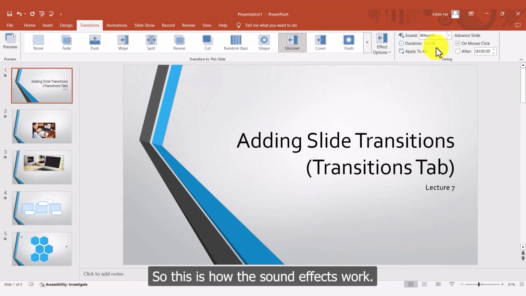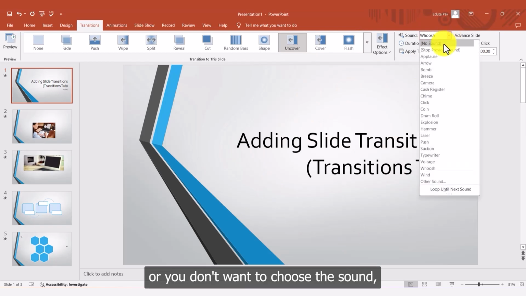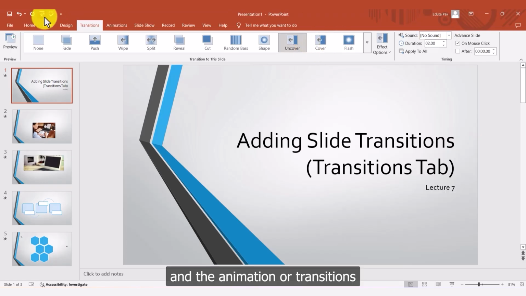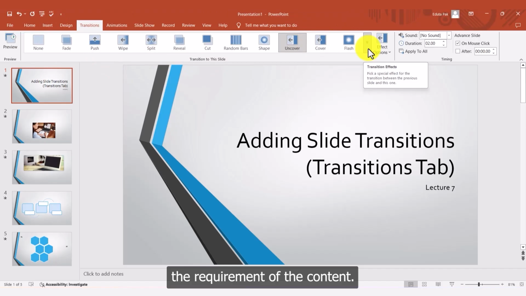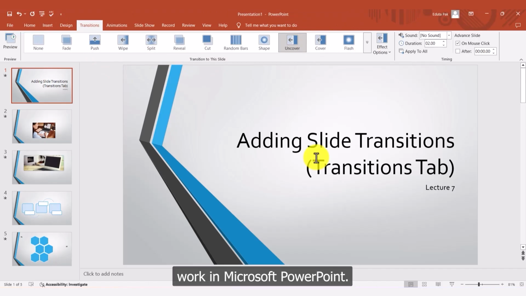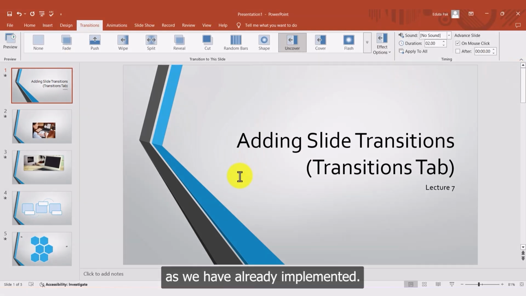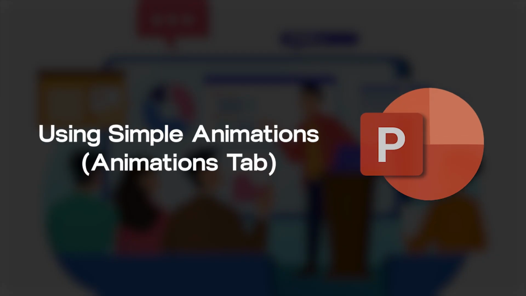So this is how the sound effects work. But if the sound effect is not available or you don't want to choose the sound, then that would be more professional as well. And the animation or transition should be more formal as per the requirement of the content. So this is how adding slide transitions works in Microsoft PowerPoint, and you can use all these options available as we have already implemented using simple animations.